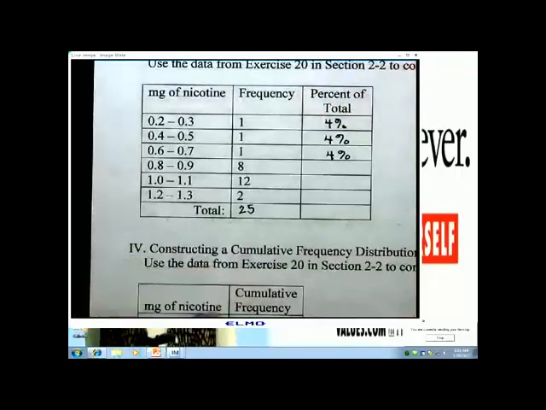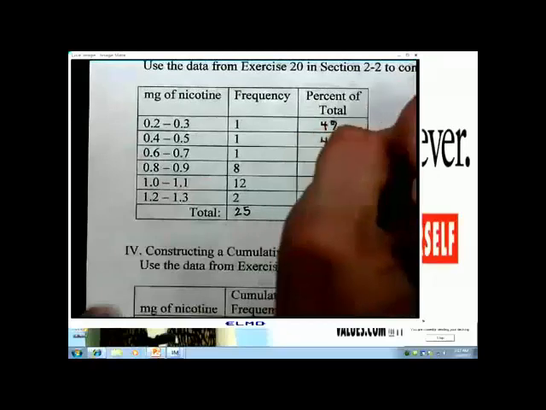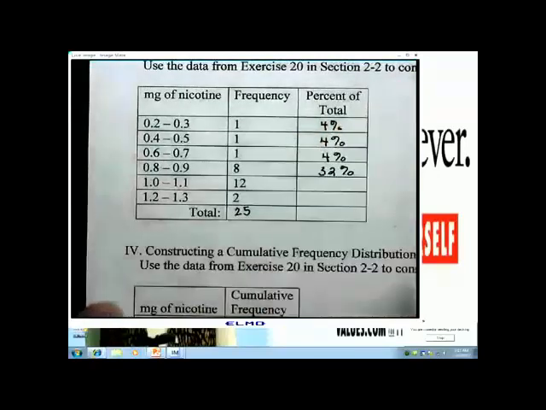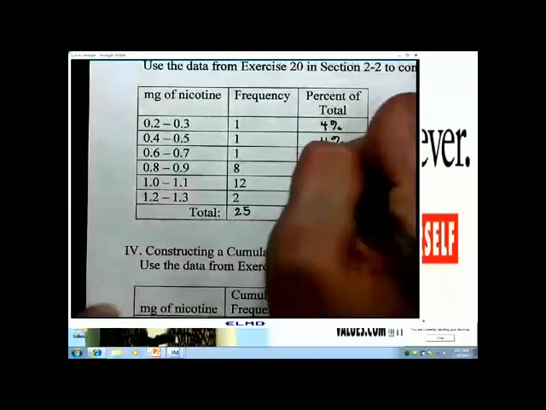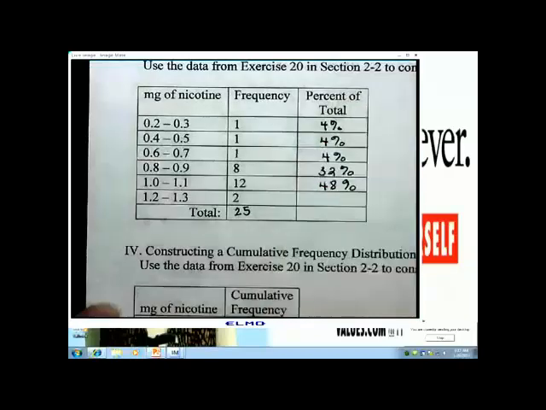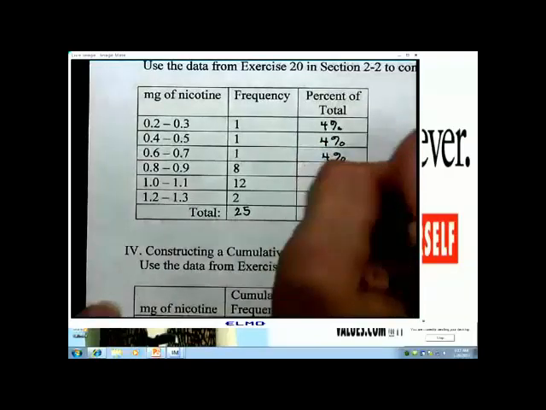The next class had a frequency of 8. And I know a lot of you have already grabbed your calculator, but if a frequency of 1 is 4%, then what's a frequency of 8 going to be? 8 times 4%, 32%. A frequency of 12 would be 48%, and a frequency of 2 would be 8%.